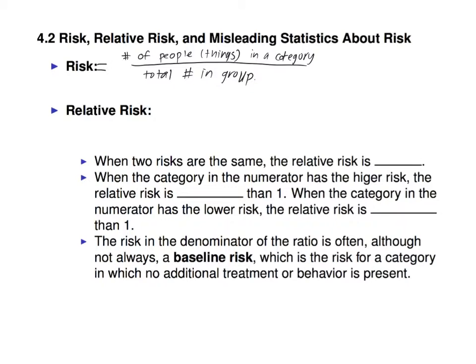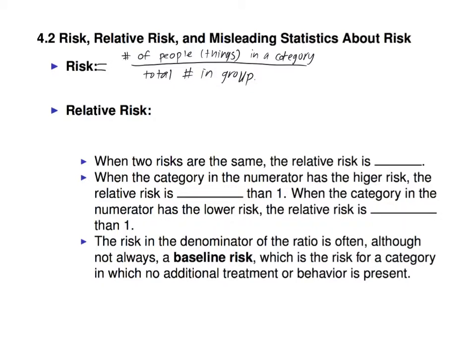So, for example, suppose you do a drug trial and you want to figure out what the risk is that somebody's going to get a headache from this drug. You could take all your people who did the drug trial and figure out how many of them got headaches divided by the number of people who took the drug in the trial. Does that make sense? And that'd be the risk of getting a headache on said drug. So people that had a headache divided by everybody who took the drug.